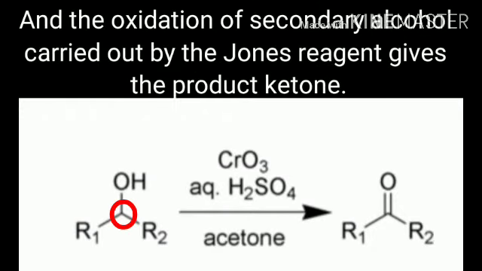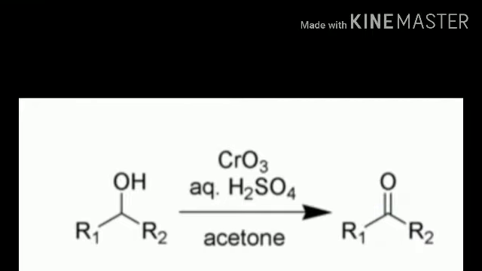and the oxidation of secondary alcohol carried out using the Jones reagent gives the product ketone, and it doesn't go to the carboxylic acid because there is no further carbon-hydrogen bond to be replaced by the carbon-oxygen bond.